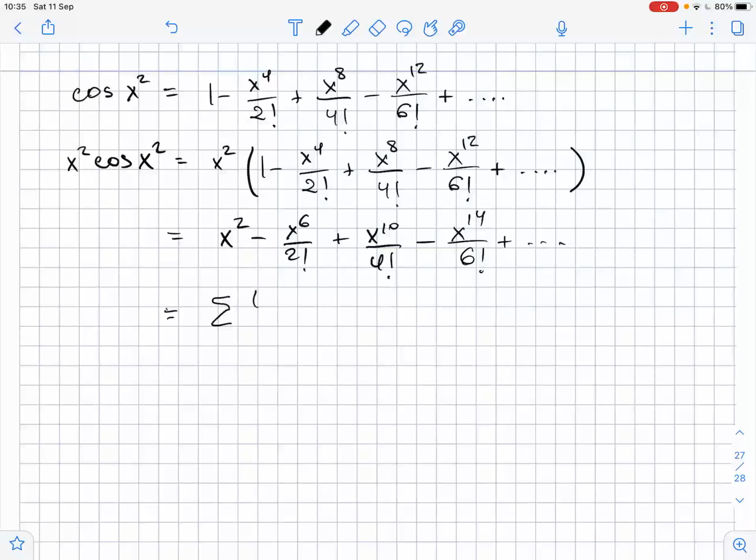Then we can write this down as the sum of negative 1 to the power of k over (2k) factorial times x to the power of 4k plus 2, where k goes from 0 to infinity. And this is our final answer.